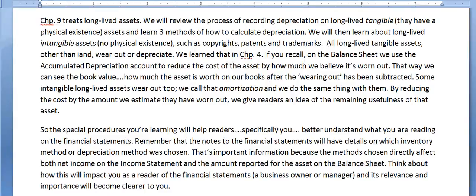Remember that the notes to the financial statements will have details on which inventory method or depreciation method was chosen. That's important information because the methods chosen directly affect both net income on the income statement and the amount reported for the asset on the balance sheet. Think about how this will impact you as a reader of the financial statements, as a business owner or manager, and its relevance and importance will become clearer to you.